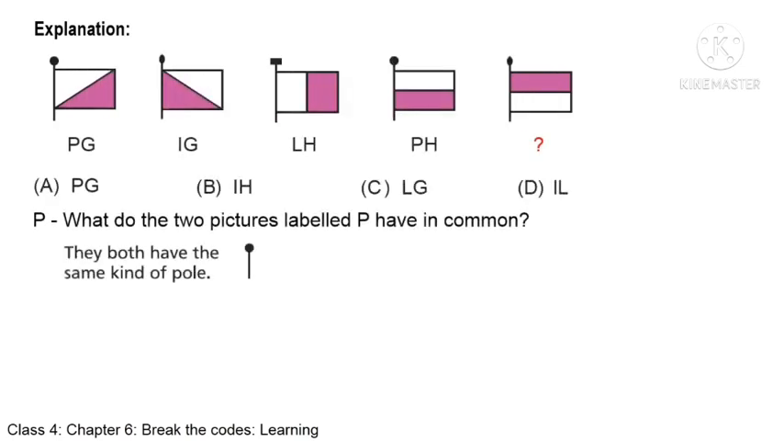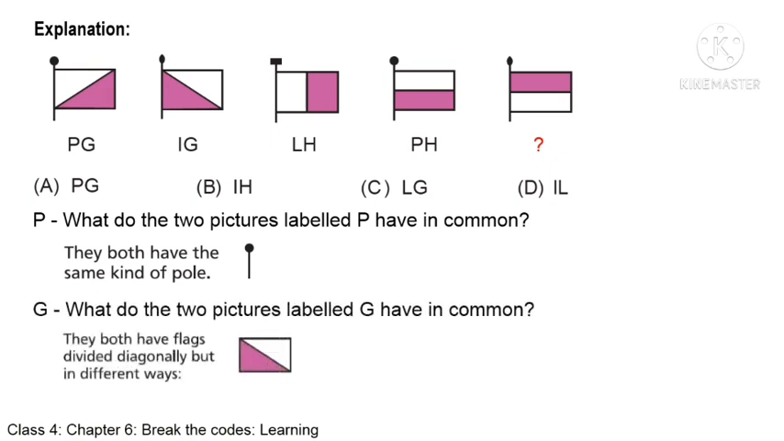What do the two pictures labeled P have in common? They both have the same kind of pole. What do the two pictures labeled G have in common? They both have flags divided diagonally but in different ways.